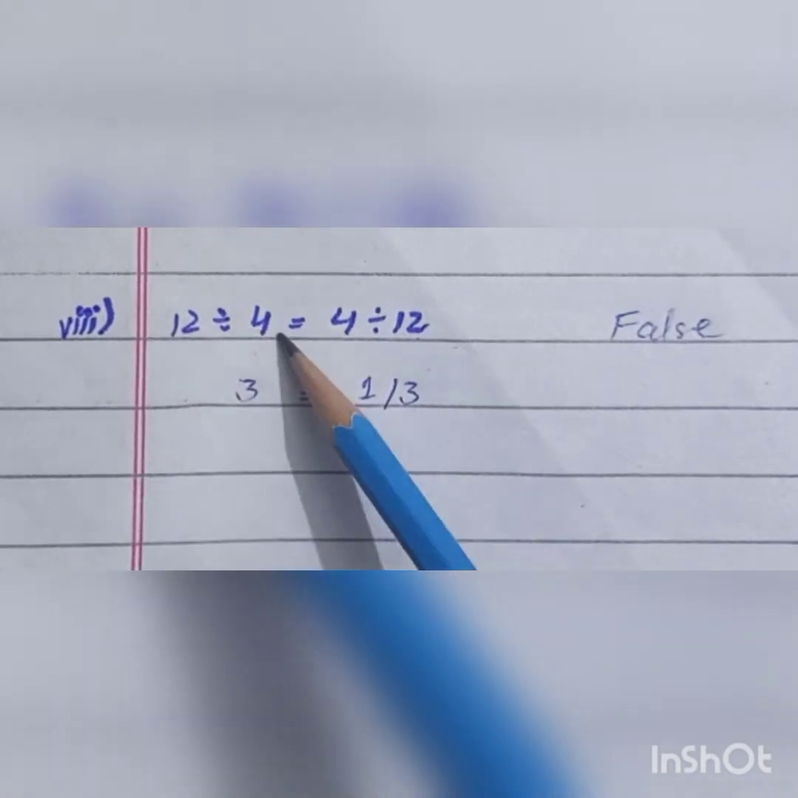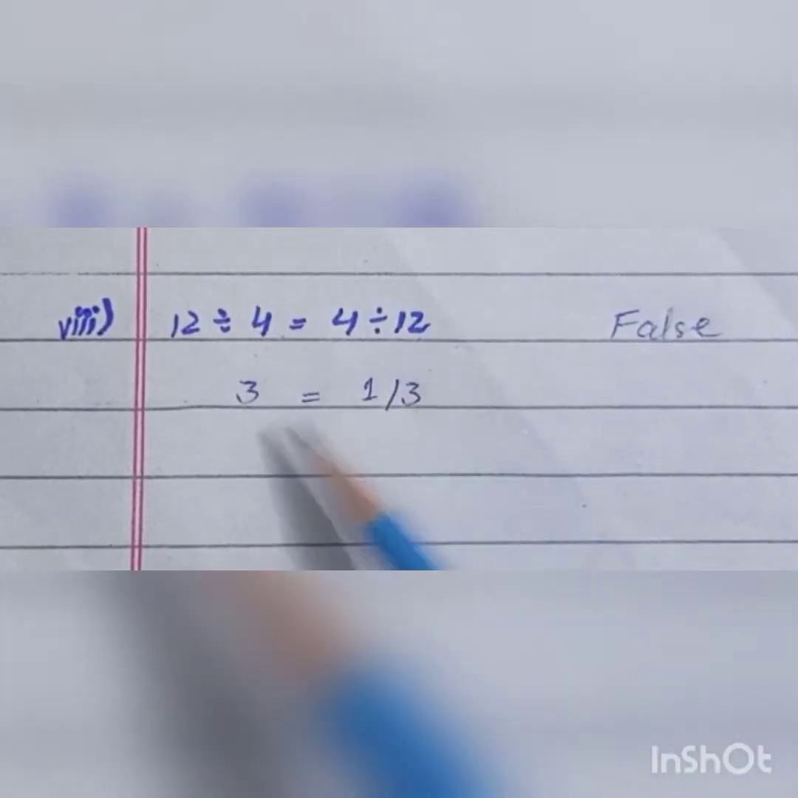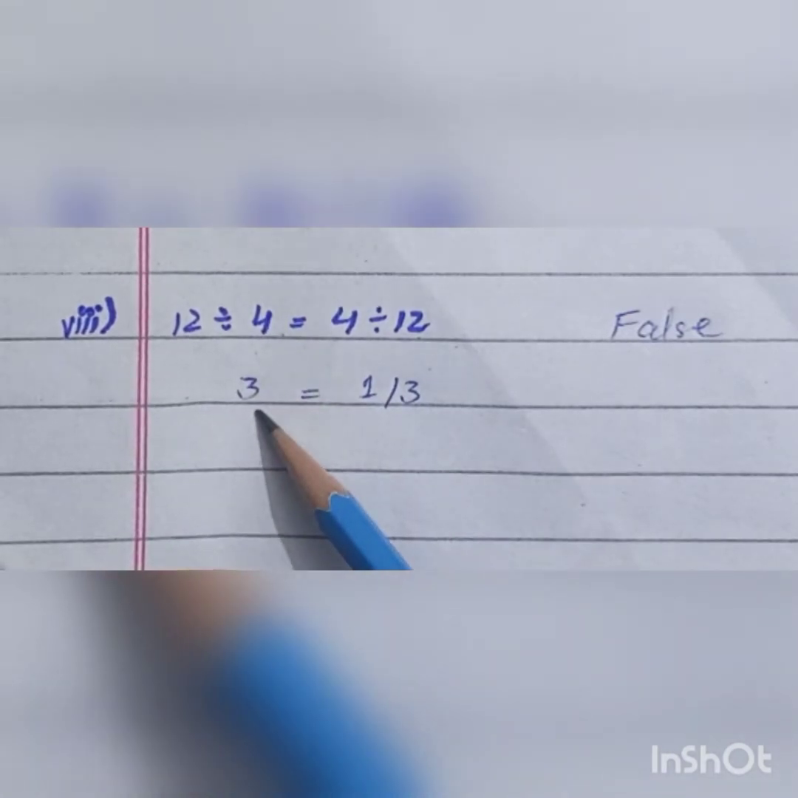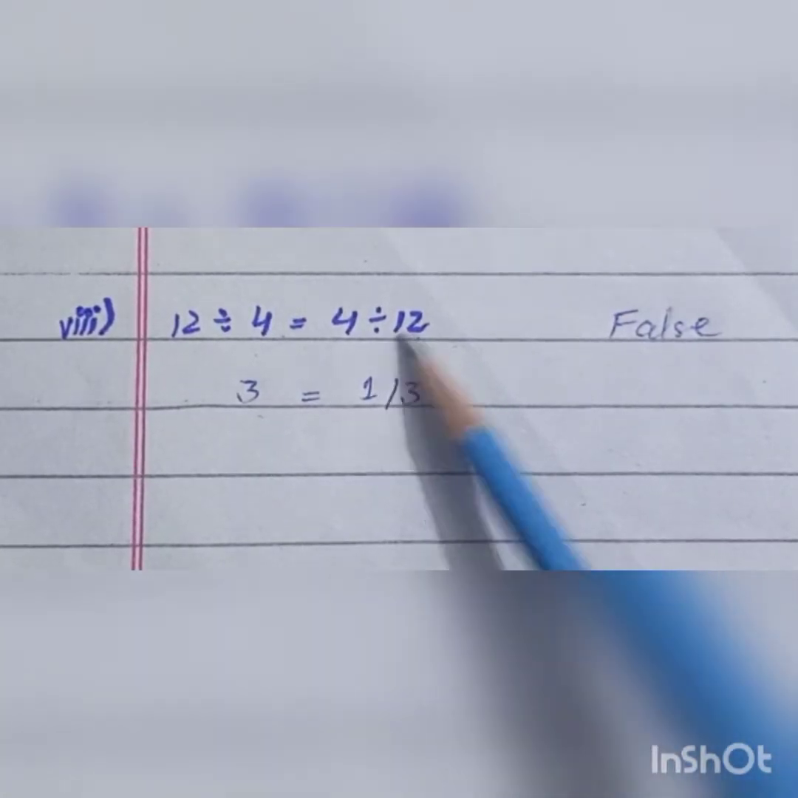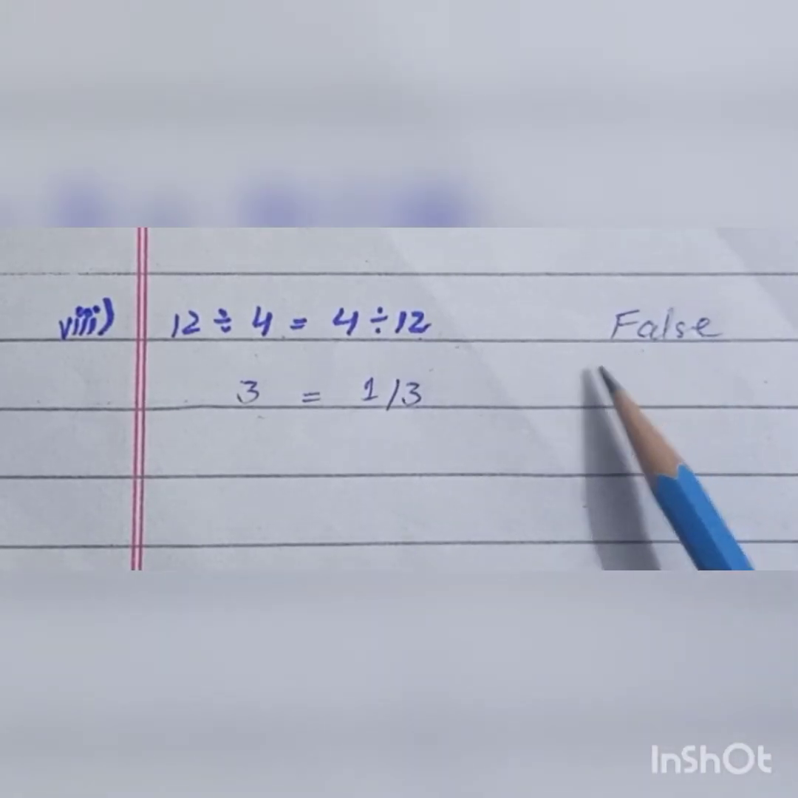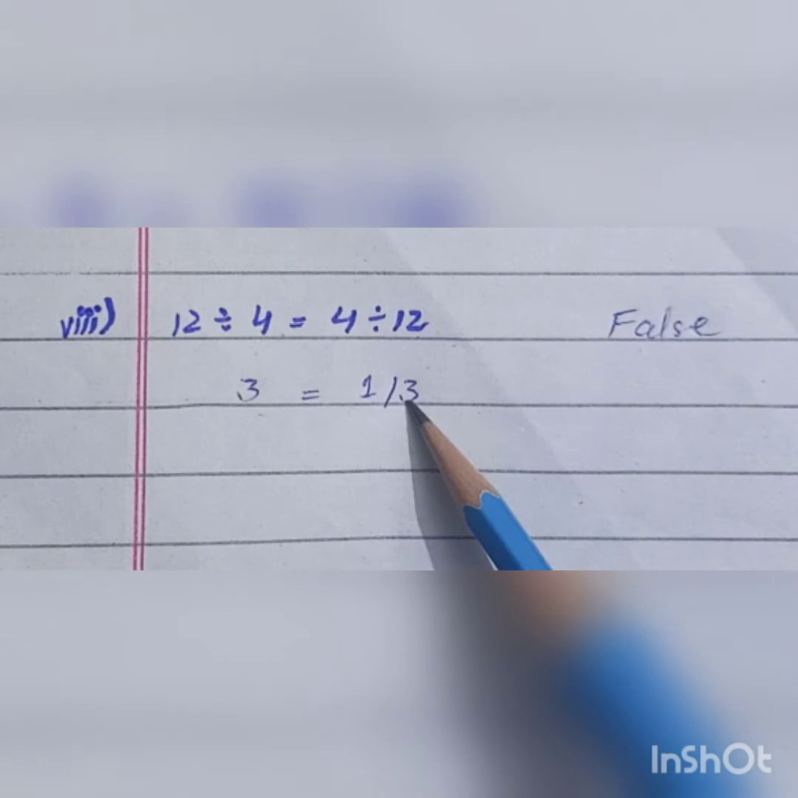Part number 8 is 12 divided by 4 is equal to 4 divided by 12. If we solve 12 divided by 4, then 4 3s are 12, the answer is 3. And if we solve 4 divided by 12, then the answer would be 1 divided by 3, which means that the given statement is false as both of these answers are not equal.